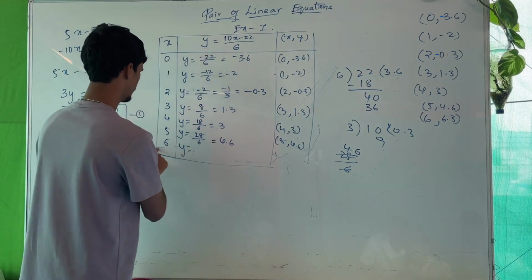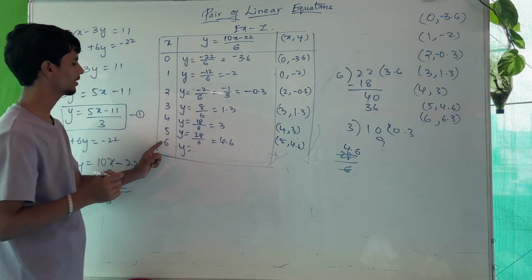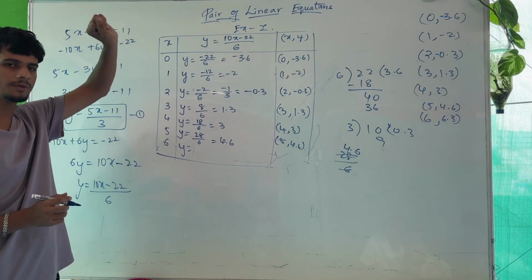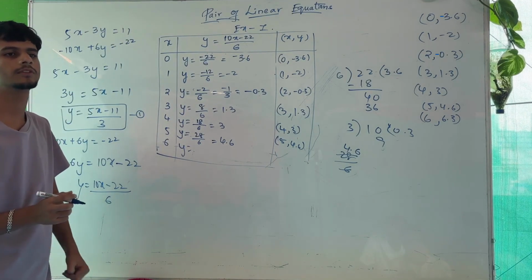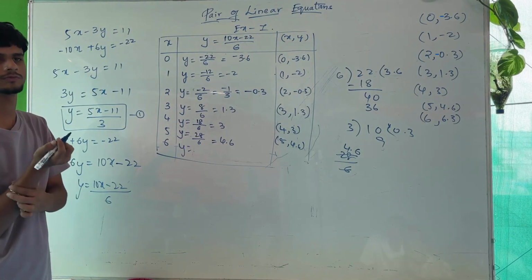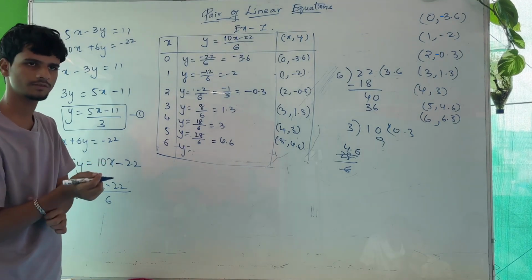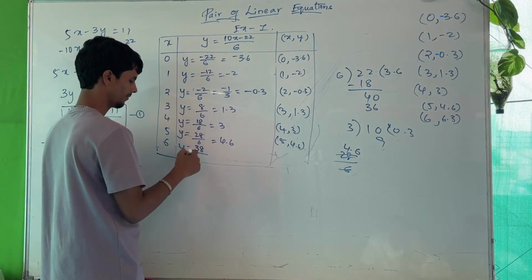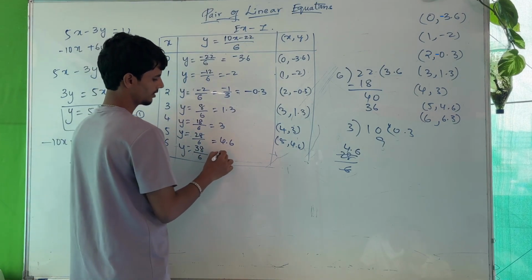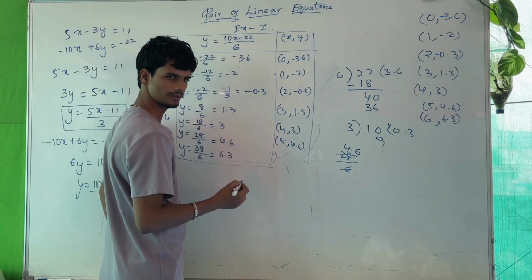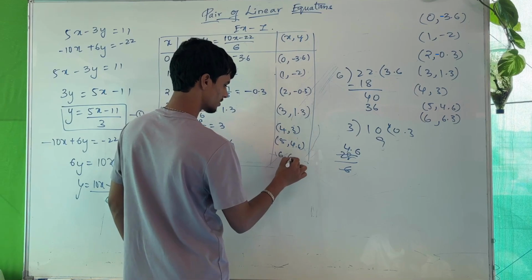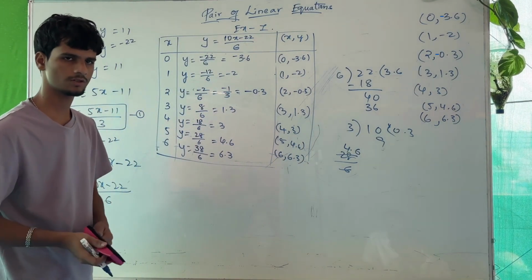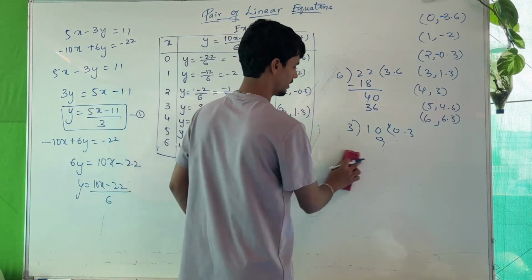Next, substitute 6 in place of x. 60 minus 22 is 38, right? 38 by 6 is 6.3 around. So we have (6, 6.3). So we got the solutions for the second equation also.